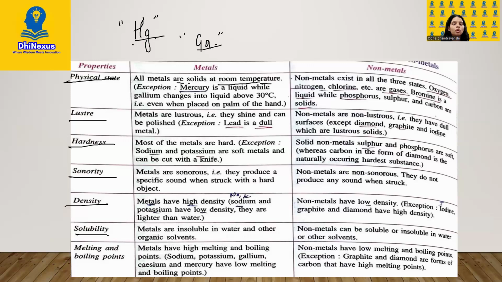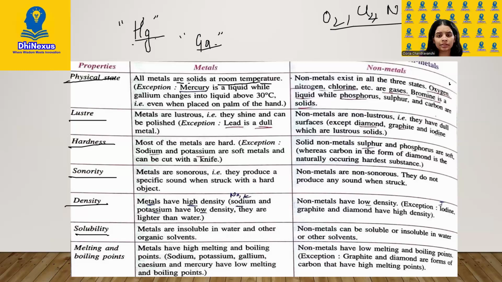Non-metals can exist in all three states of matter. That is oxygen, nitrogen, chlorine. These are gases: O2, Cl2, and N2. This is how we represent them. And this is also called the elemental state. That means in the environment, they're going to exist as gases.